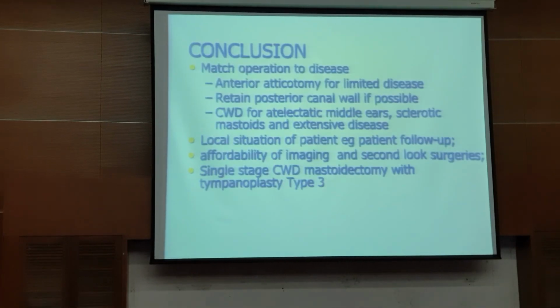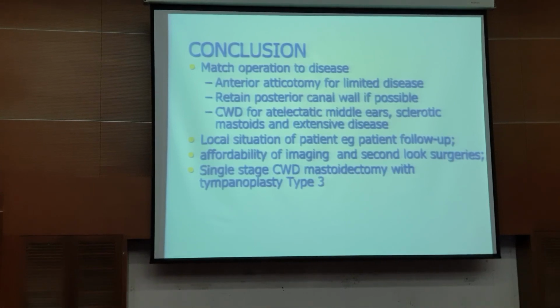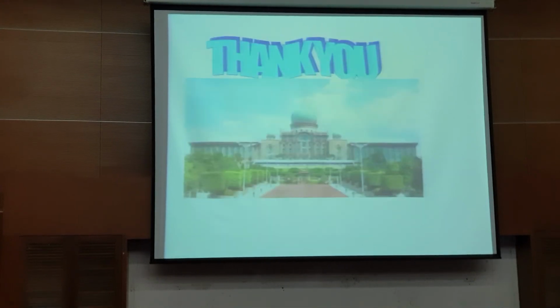I will skip this one. So, conclusion: I think the surgeon needs to match the operation to the disease. Either you want to do an atticotomy for limited disease, a canal wall up or canal wall down. You also need to ask and discuss with the family members whether they agree or not for the second look surgery. And for us in UKM, we prefer to have canal wall down mastoidectomy for cholesteatoma with a type 3 tympanoplasty. So thank you very much.